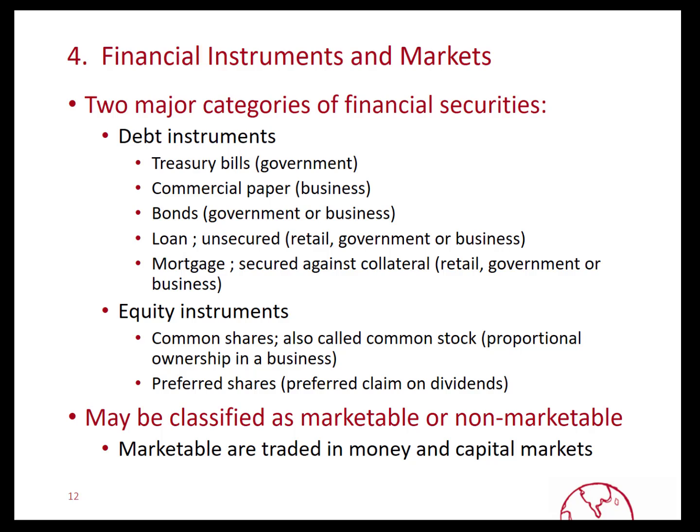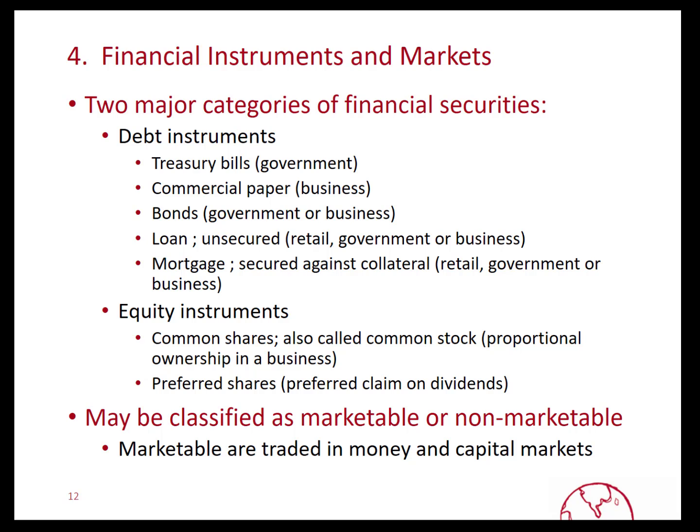So there's two major types of financial securities that we'll be talking about: debt securities and equity securities. Debt securities usually have a different name depending on who is issuing them, as well as the maturity. So the government may issue treasury bills, which are 1 year or less in maturity, or they may issue government notes and bonds, which are longer term. Businesses may issue commercial paper, which is less than 1 year in maturity, or a business may also issue a bond, in which case it's called a corporate bond.